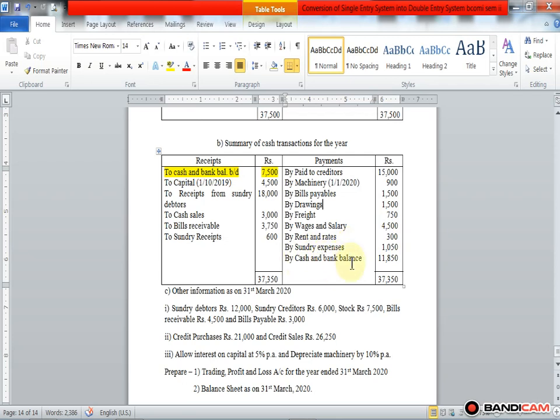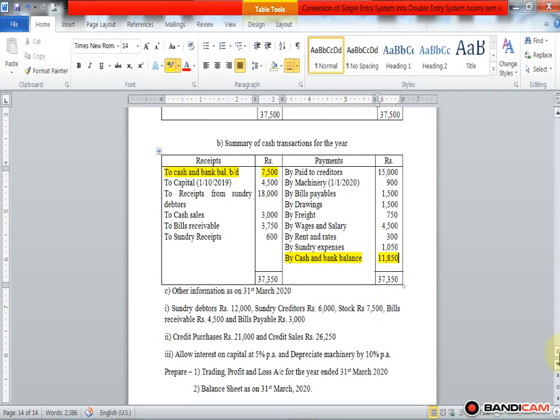By closing cash balance 11,850. The closing balance of cash is transferred to the asset side of the balance sheet. The total of the debit side, the receipt side, is more, that is 37,350. Put this total on the credit side, and the balancing figure 11,850 is called the closing balance of cash.